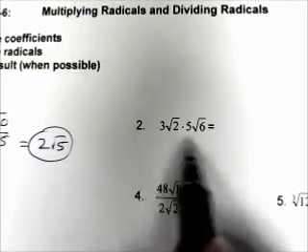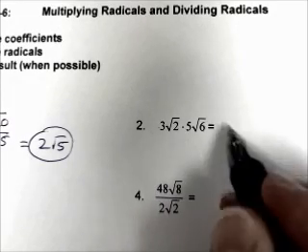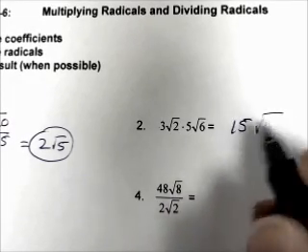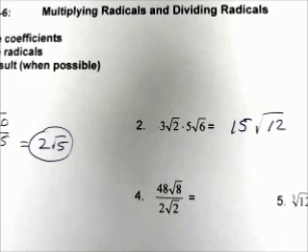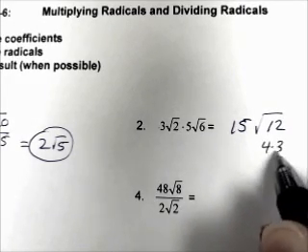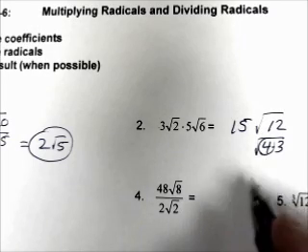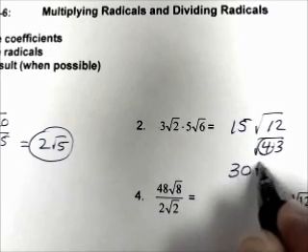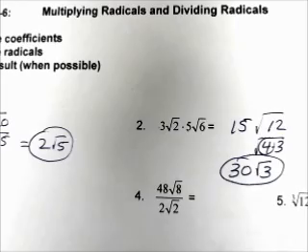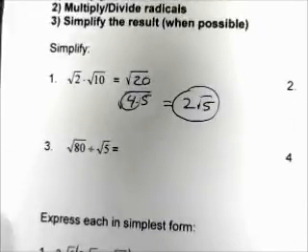3 square root of 2 times 5 square root of 6. 3 times 5 is 15. Square root of 2 times square root of 6 is square root of 12. 4 times 3 is 12. Square root of 4 is 2. So 2 times 15 is 30. So 30 square root of 3.